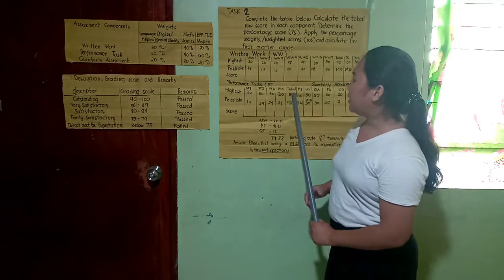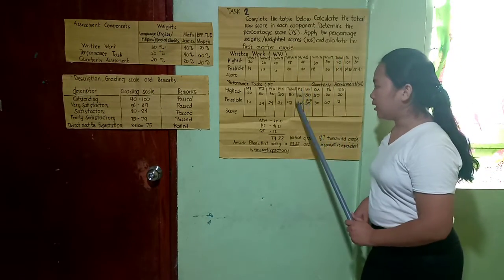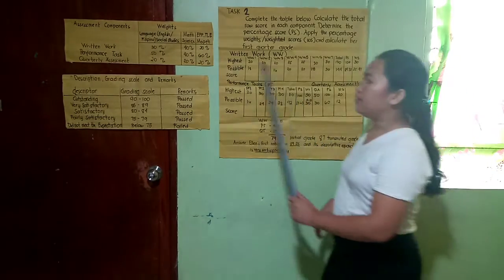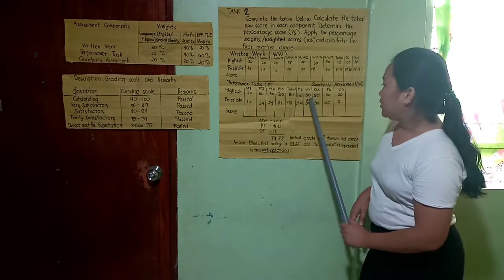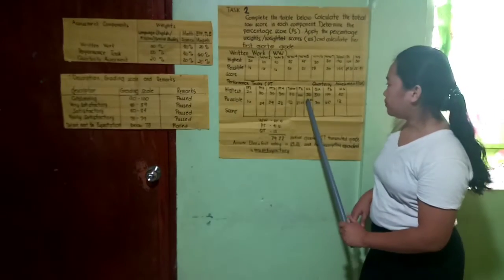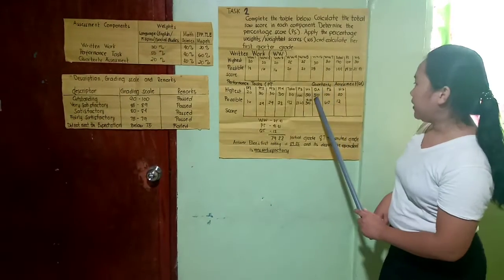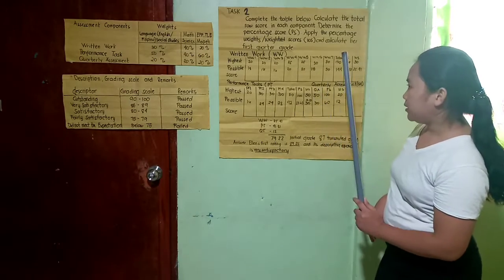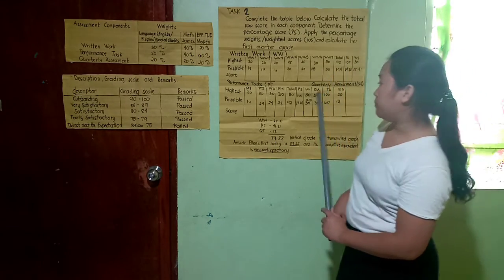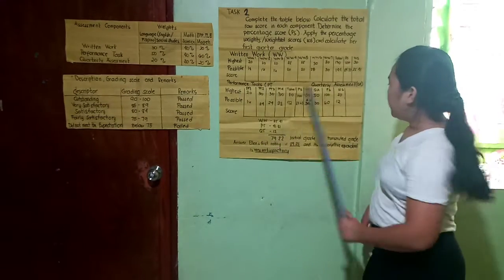So 92 divided by 110 times 100 is equal to 83.63. So 83.63 times 50% is equal to 41.81. In the last, quarterly assessment, she got 30 out of 50. So 30 divided by 50 times 100 is 60. 60 times 20% for quarterly assessment is equal to 12.